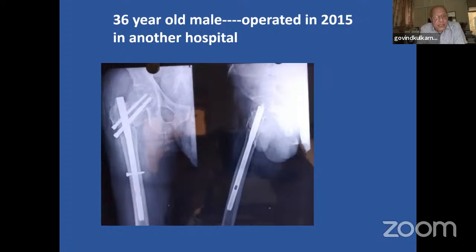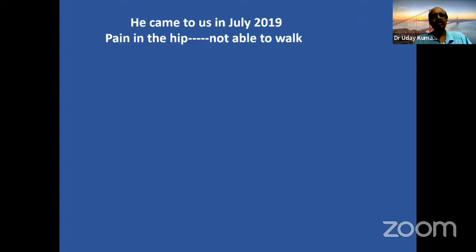The comment on this X-ray is that there is a subtrochanteric fracture there. He's 36 years old. I'm talking about the subtrochanteric fracture, which is a very unstable fracture. There are tremendous forces around there, so this is likely to go into non-union and breakage of the implant. So he was walking about with this for about 4 years, and then he came to us in July 2019 with pain in the hip and not able to walk.